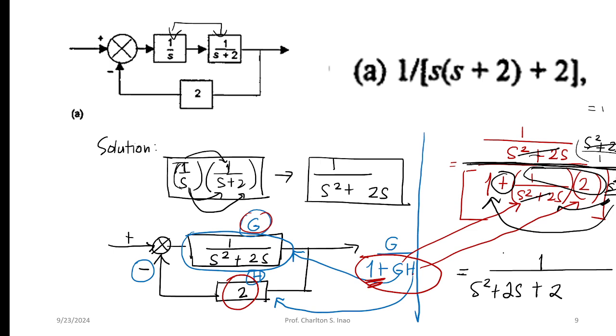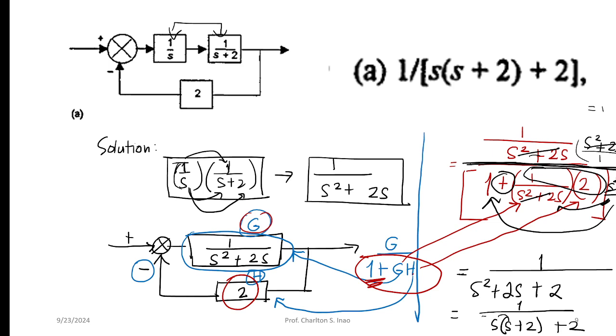S squared plus 2S plus 2. Yeah? So if we factor this out, for example, if we take out S, to achieve S squared, we put S here, and to achieve 2S, we put 2, right? For example, if we want to separate the S, so S squared is S times S, then I mean 2S is S times 2, then plus 2.